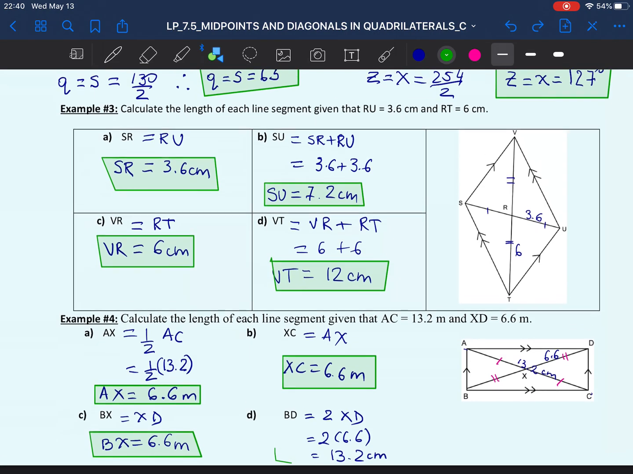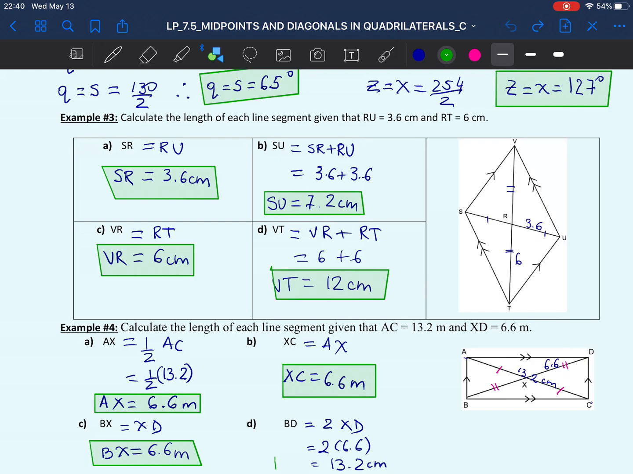Okay, so that's not that easy. Alrighty, down here. It seems that the diagonals in this parallelogram are equal to each other. When does that happen? Well, it happens when you have a rectangle.